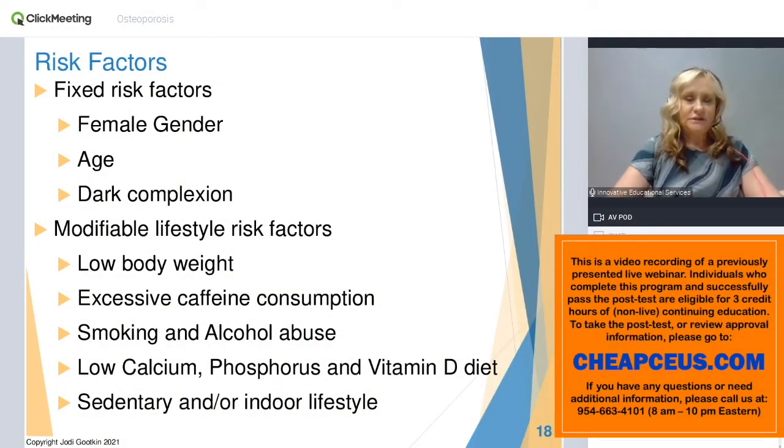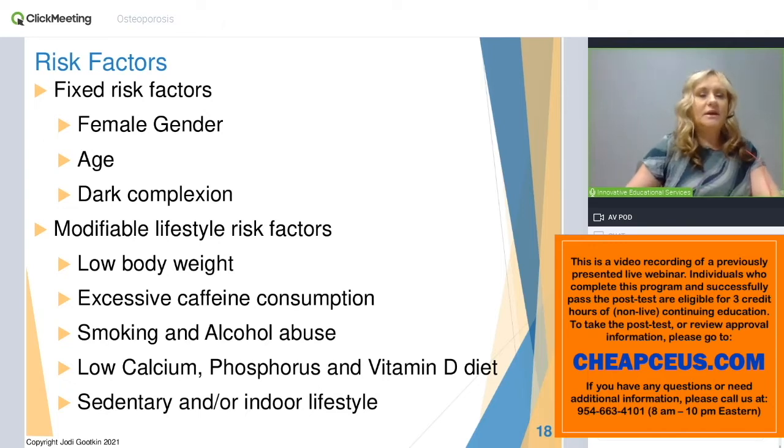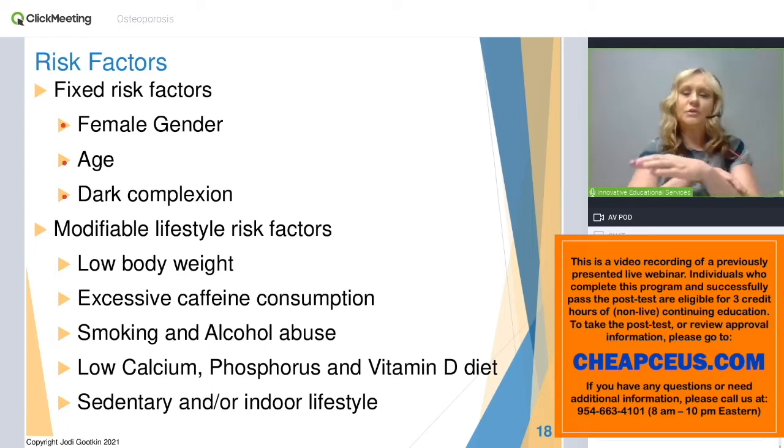Risk factors for the development of osteoporosis can amplify both primary and secondary osteoporosis, and we're looking at fixed risk factors that the individual cannot change, such as female gender, age, or having a darker complexion. That's a risk factor because with a darker complexion, there is a decreased ability to produce vitamin D from the sunlight because of the melanin in the epidermis.